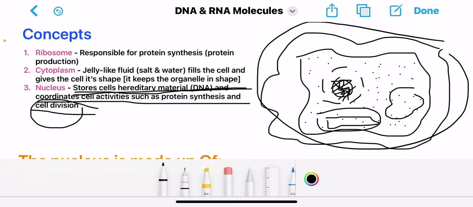So now, the function of the nucleus is to store hereditary material. Now, what is hereditary material? It is the DNA. This chromatin network, which consists of genetic material, it is DNA. And also, it coordinates cell activities such as protein synthesis. As I spoke about protein synthesis, we are going to speak about it in the second part of what? Of DNA.